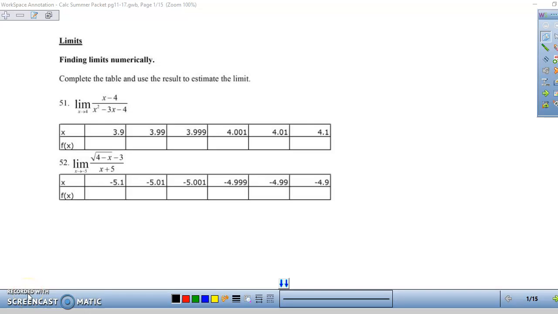Now we're on to limits. So I'm going to use this example, this 51, to get through a lot of review information. So the first thing for a limit is if you can do direct substitution, that is always the easiest way to go. So what that looks like is you would just plug in the 4.